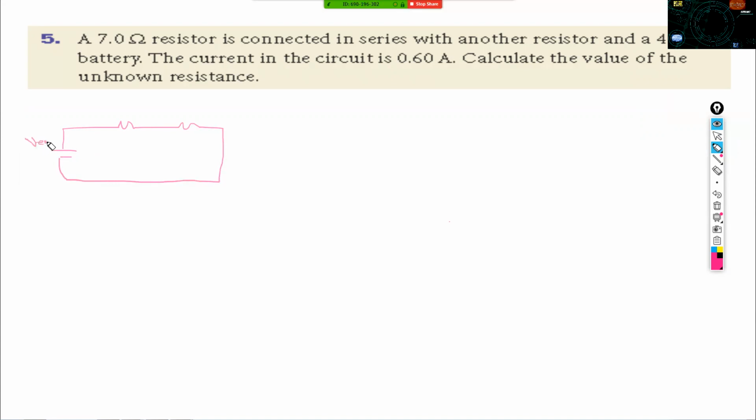So your EMF, okay, is 4.5 volts. It's actually telling you the equivalent current is 0.6 amps. We'll call this R1, which is 7 ohms. This is R2, which I don't know. So you got R1, you got R2, 7 ohm unknown. You got V1, V2, I1, I2.